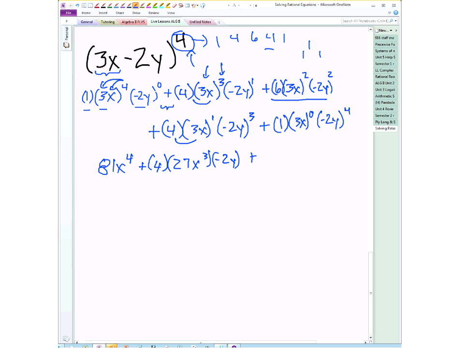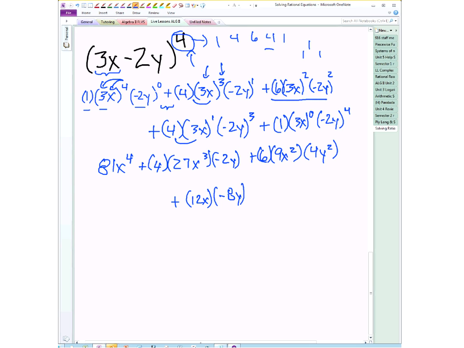So now I'm doing this one right here. So this isn't too bad. 3x squared, that's just 9x squared. Negative 2y squared, that's just going to be 4y squared. Notice there my sign turned positive. Then next, 4 times 3x is 12x. Technically I do this other part first. Negative 2y cubed is negative 8y cubed.